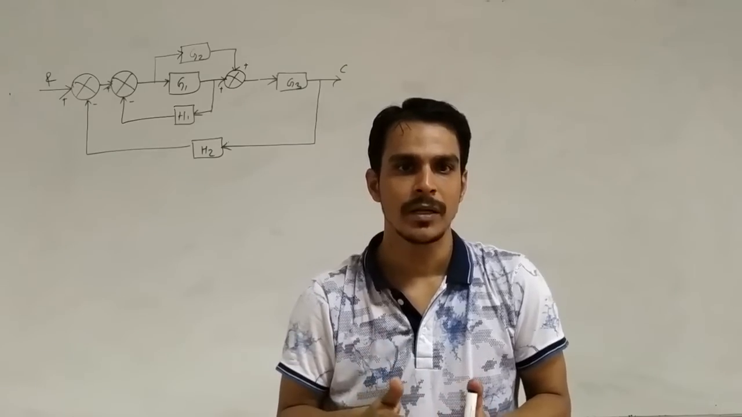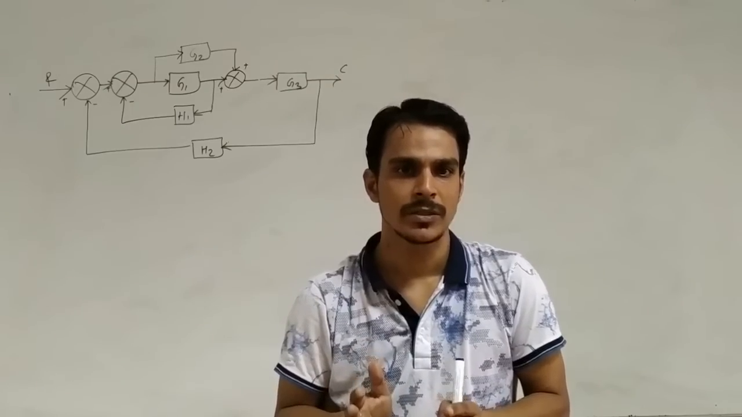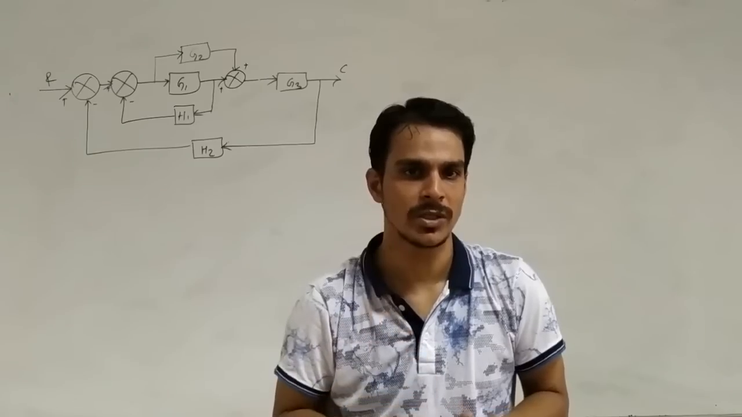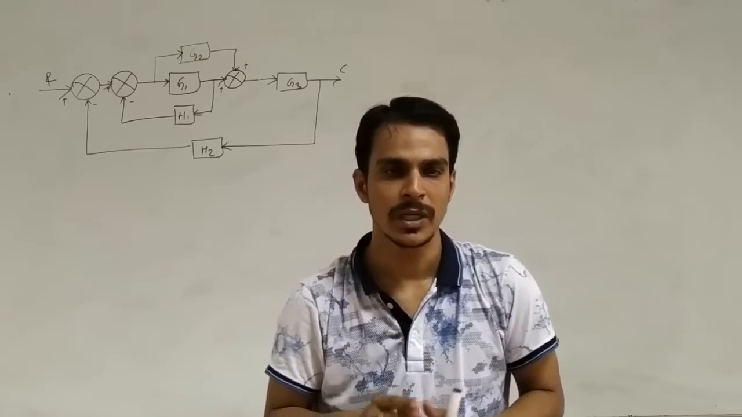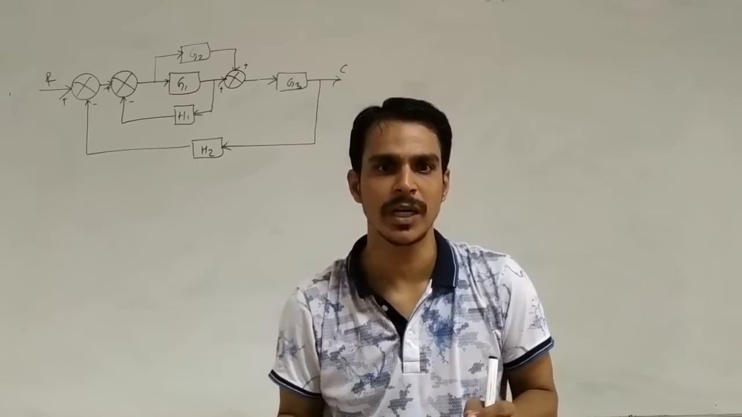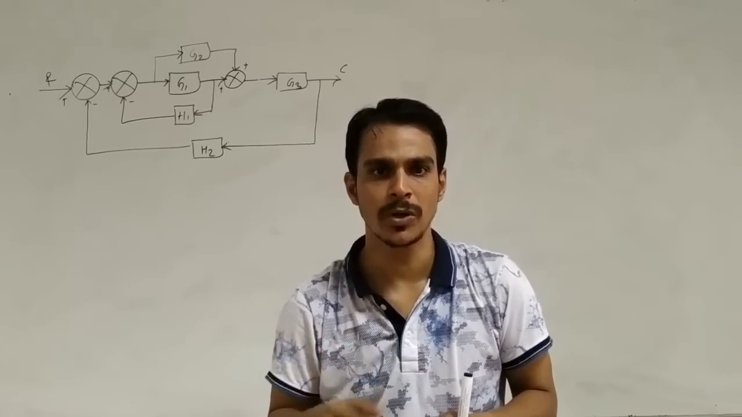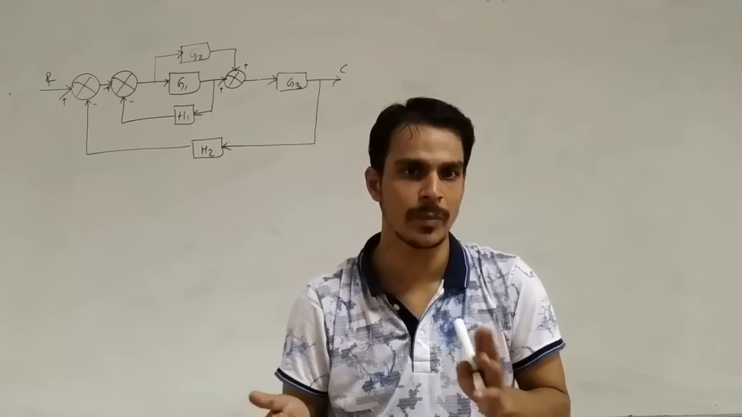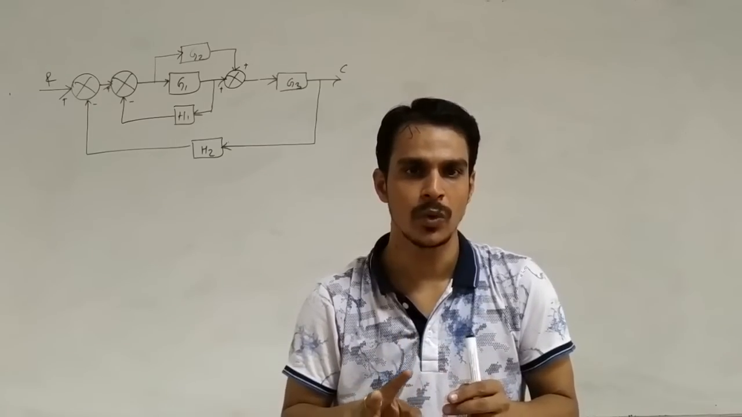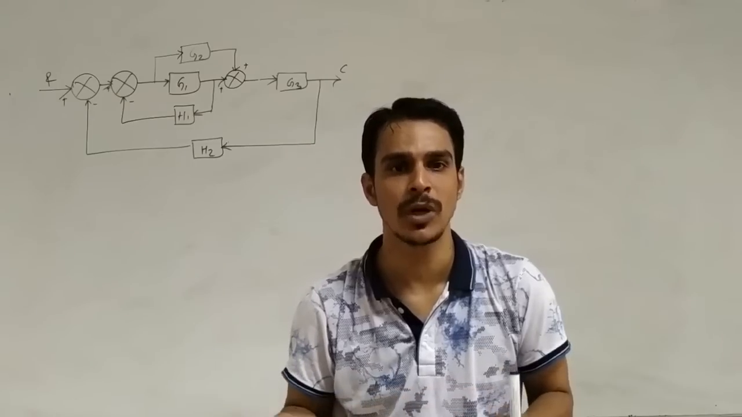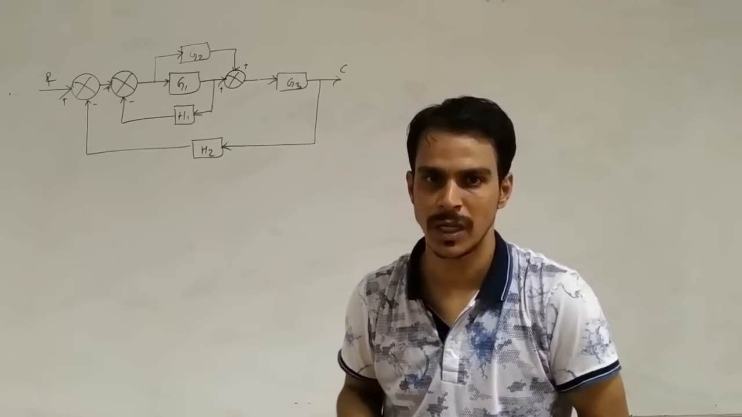If the summing point is placed before the take-off point, then the summing point and take-off point will be considered as a single node. If the summing point is placed after the take-off point, then the take-off point will be considered as one node, and the summing point will be considered as another node, two individual nodes. In this way we can convert the block diagram into a signal flow graph.